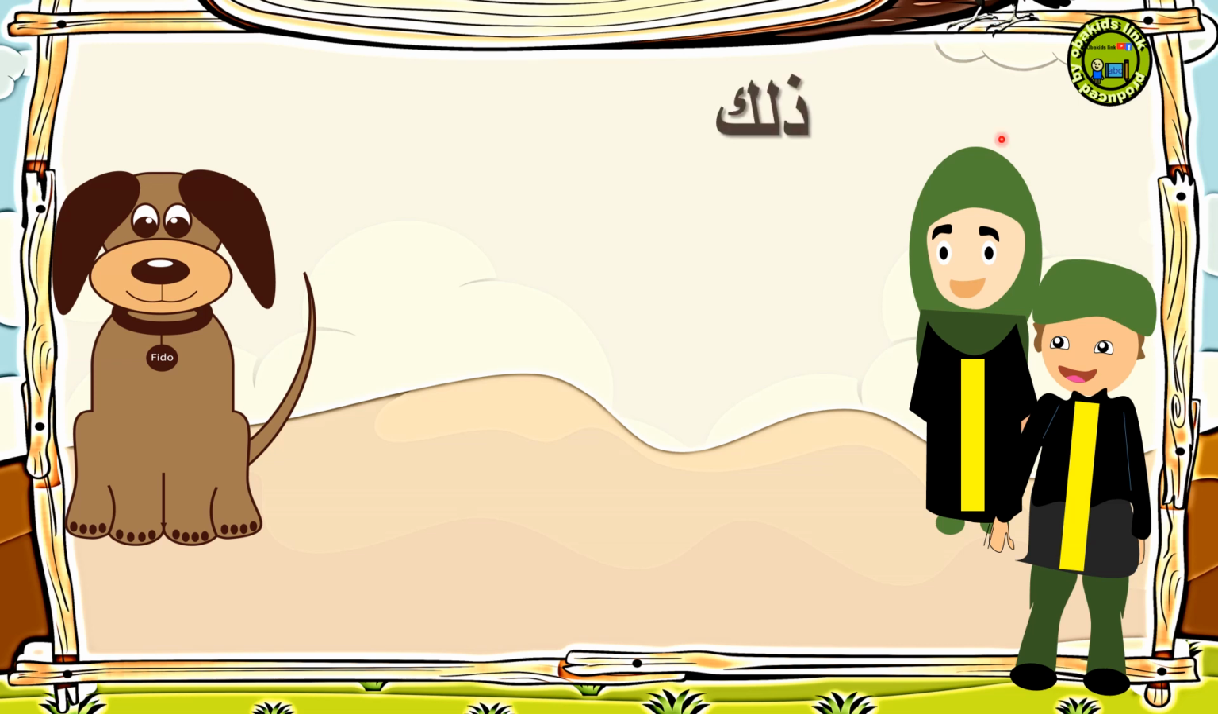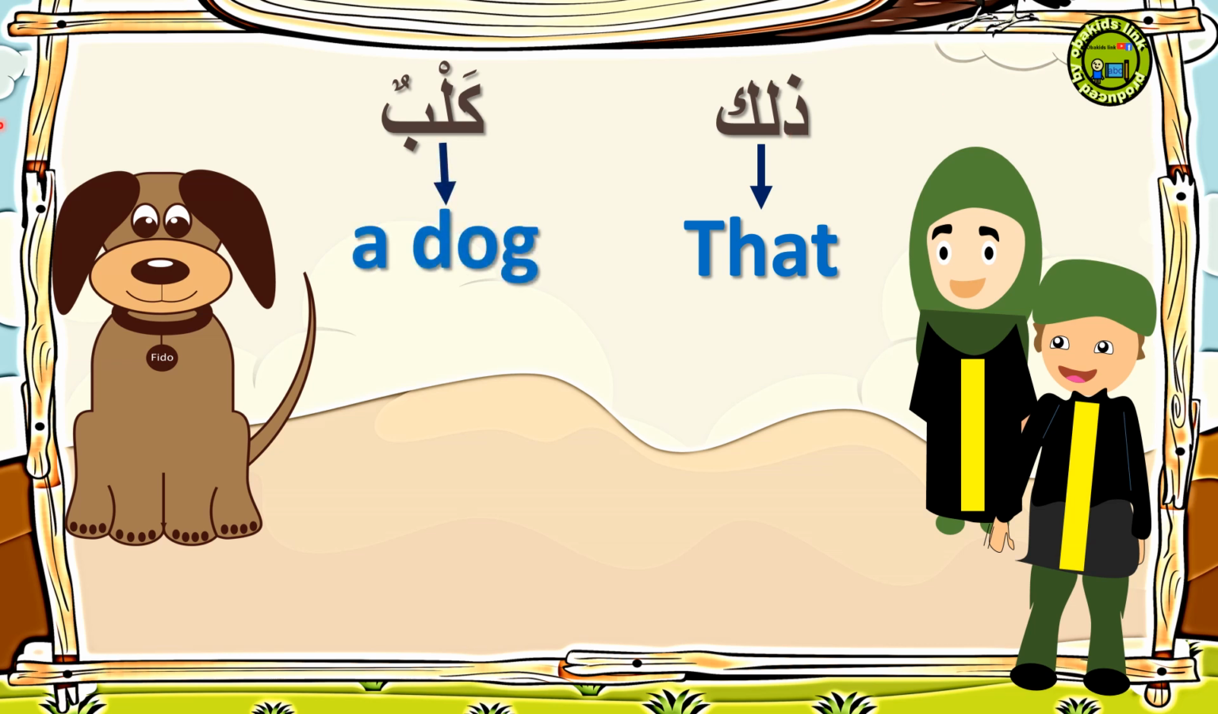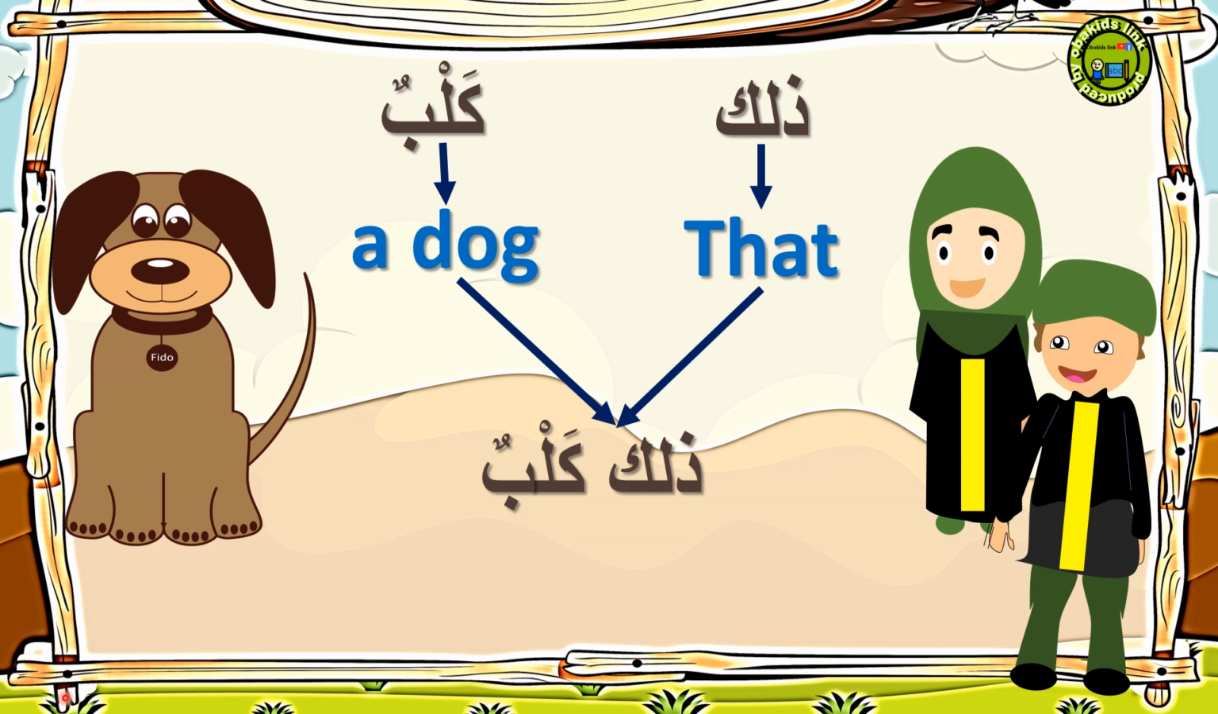This is Zalika. Zalika is a singular demonstrative pronoun which means that. This is Kalibun. Kalibun is a singular noun which means a dog. Now if we join Zalika and Kalibun together, it becomes Zalika Kalibun. Say after me. Zalika Kalibun, which means that is a dog. Let us go to another example.